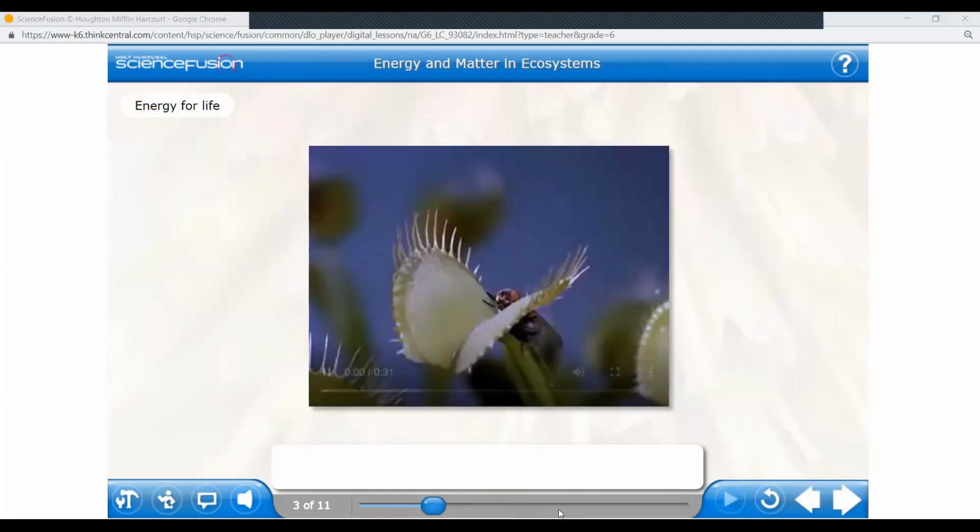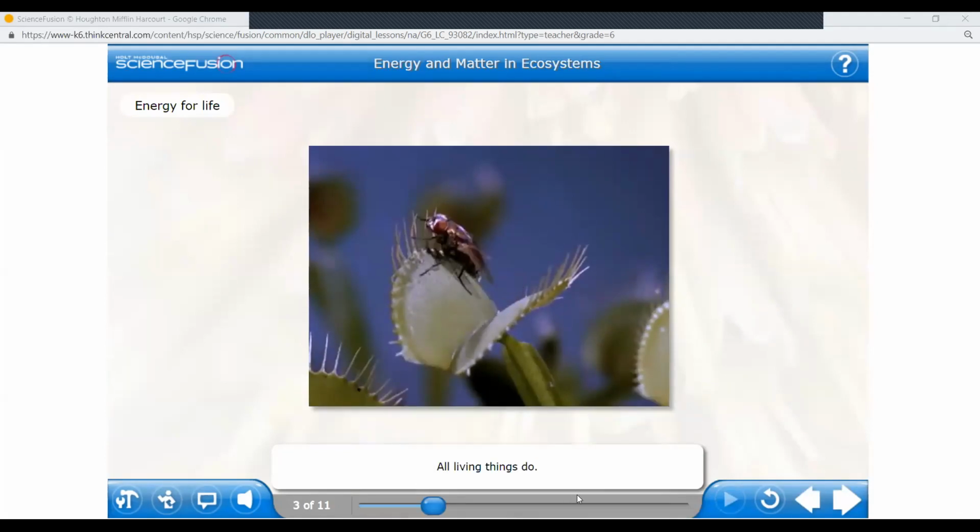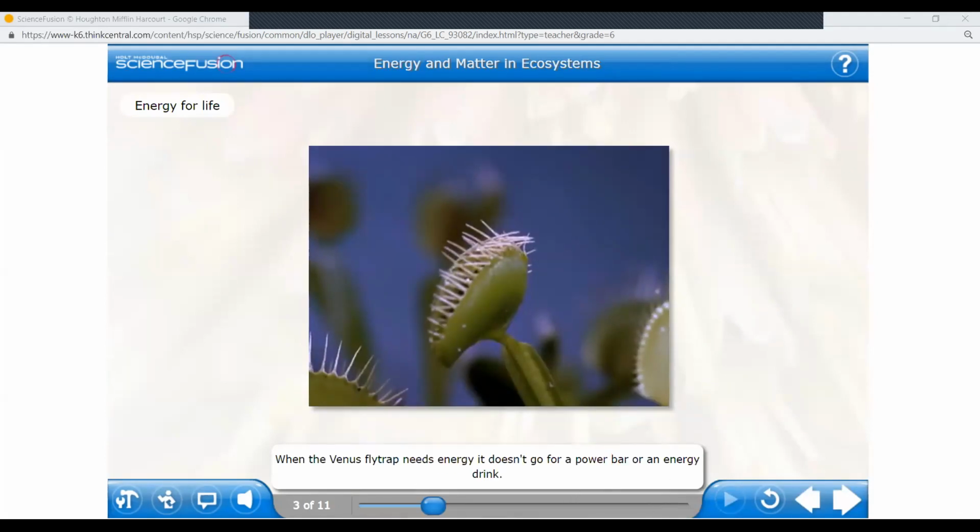Do you ever feel like you need an extra boost of energy? All living things do. When the Venus flytrap needs energy, it doesn't go for a power bar or an energy drink. It goes instead for a nice, juicy fly. The Venus flytrap is one of several carnivorous plants. A carnivore is an organism that mostly eats animals. Yep, a Venus flytrap is a lot different from most plants. You see, most plants get all their energy from the sun. But the Venus flytrap gets energy from both the sun and from insects.